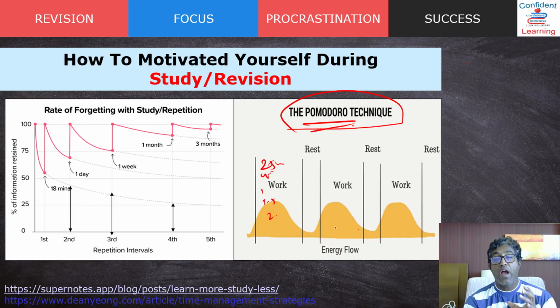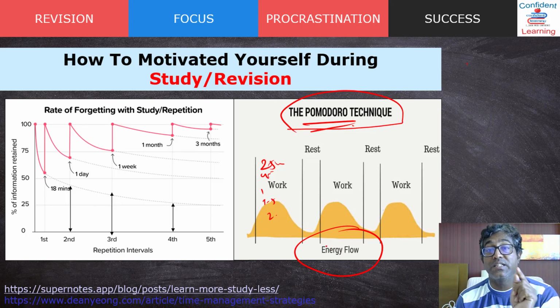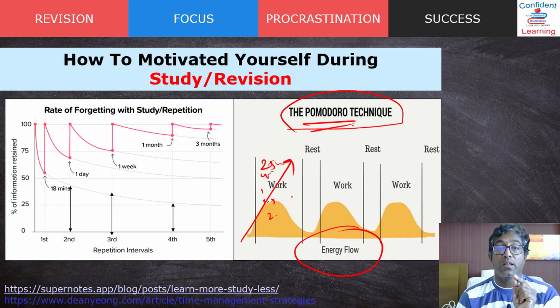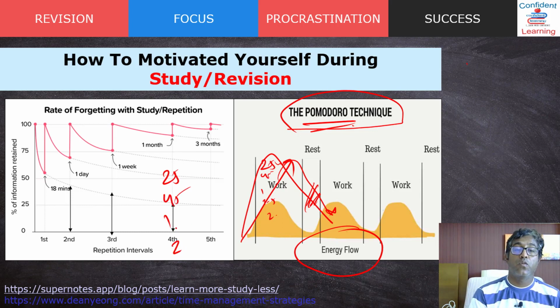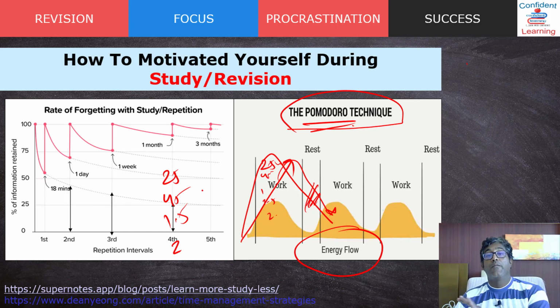It depends on how long you have the constant energy, meaning the peak is high. If the peak is going low, take some rest. That timing is up to you. It could be 25 minutes, 45 minutes, 1.5 hours, 2 hours. It varies from person to person.